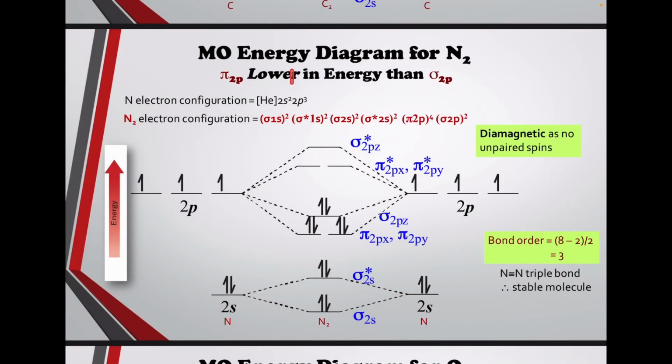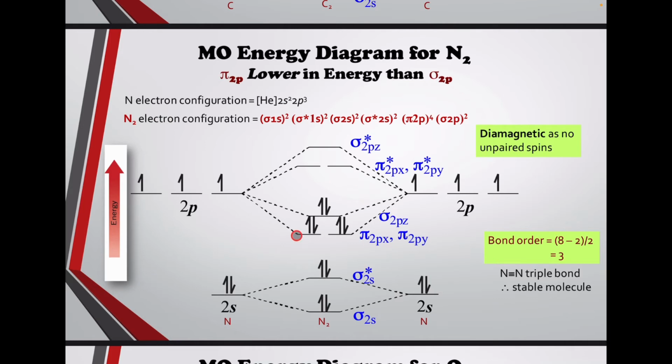Molecular orbital energy diagram for N2, pi 2p lower in energy than sigma 2p. This is the electron configuration for N, nitrogen, 1s2, 2s2 2p3.